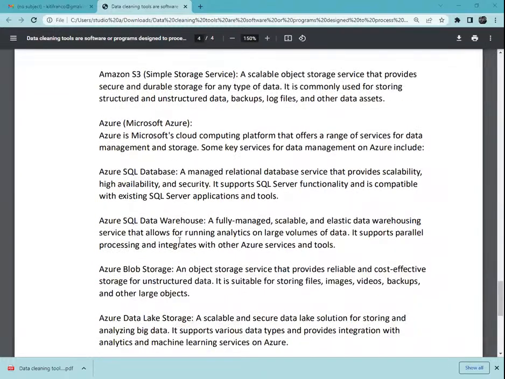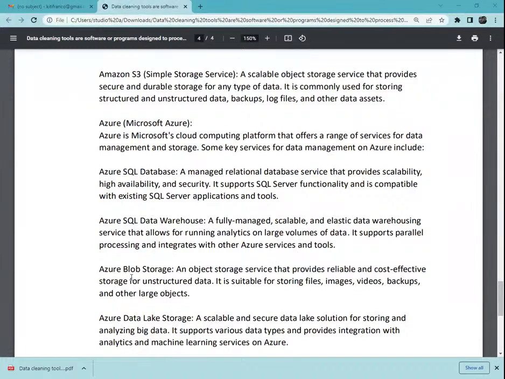We have Azure SQL Data Warehouse. This is now huge, just like a big store, where you can store anything that you wish to put inside there in terms of data. A fully managed, scalable, and elastic, you can see the word elastic, data warehouse service that allows for running analytics on large volumes of data. It supports parallel processing and integrates with other Azure services and tools.